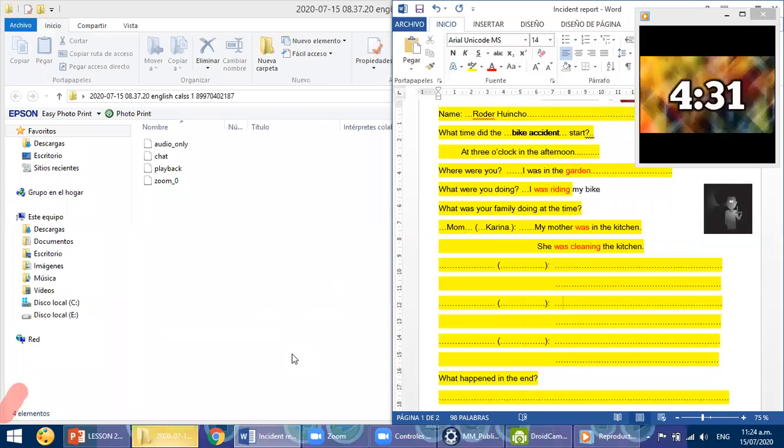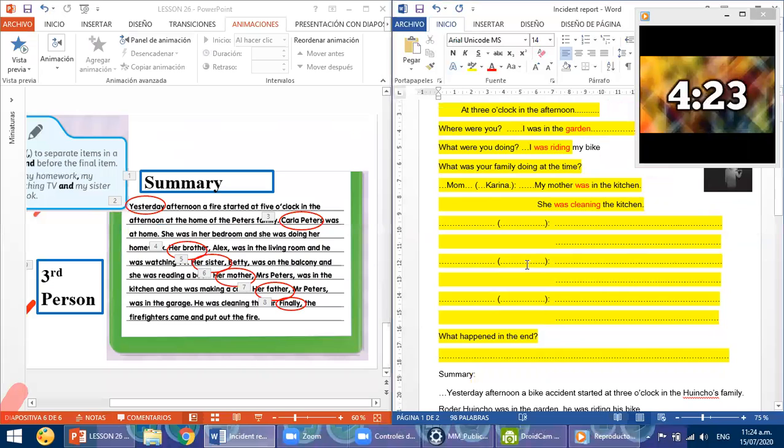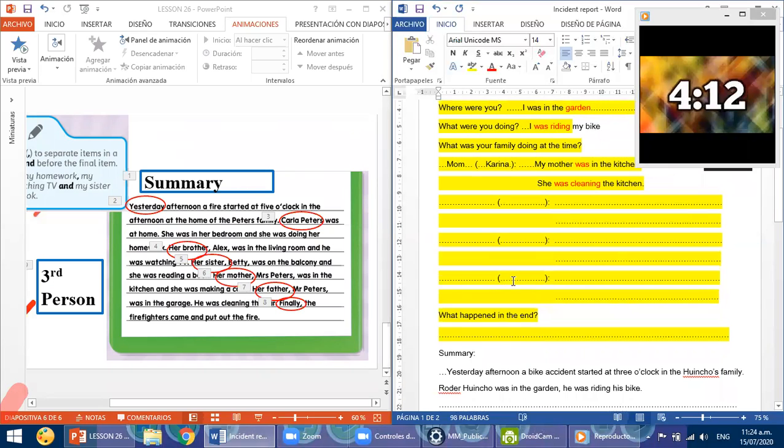Dad, Edwin: my father was in the garage. He was washing the car. Brother, Sebastian: my brother was in his bedroom. He was playing with his toys. Cousin, Madeleine: my cousin was in the laundry. She was doing the laundry.